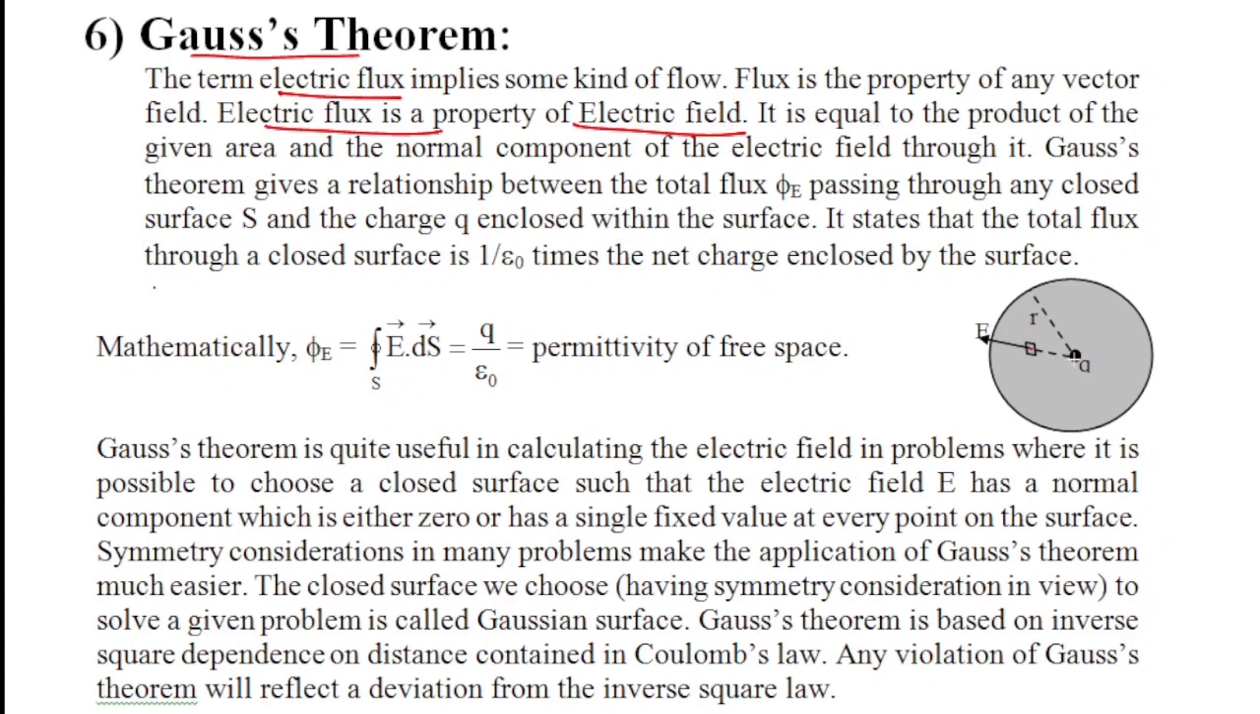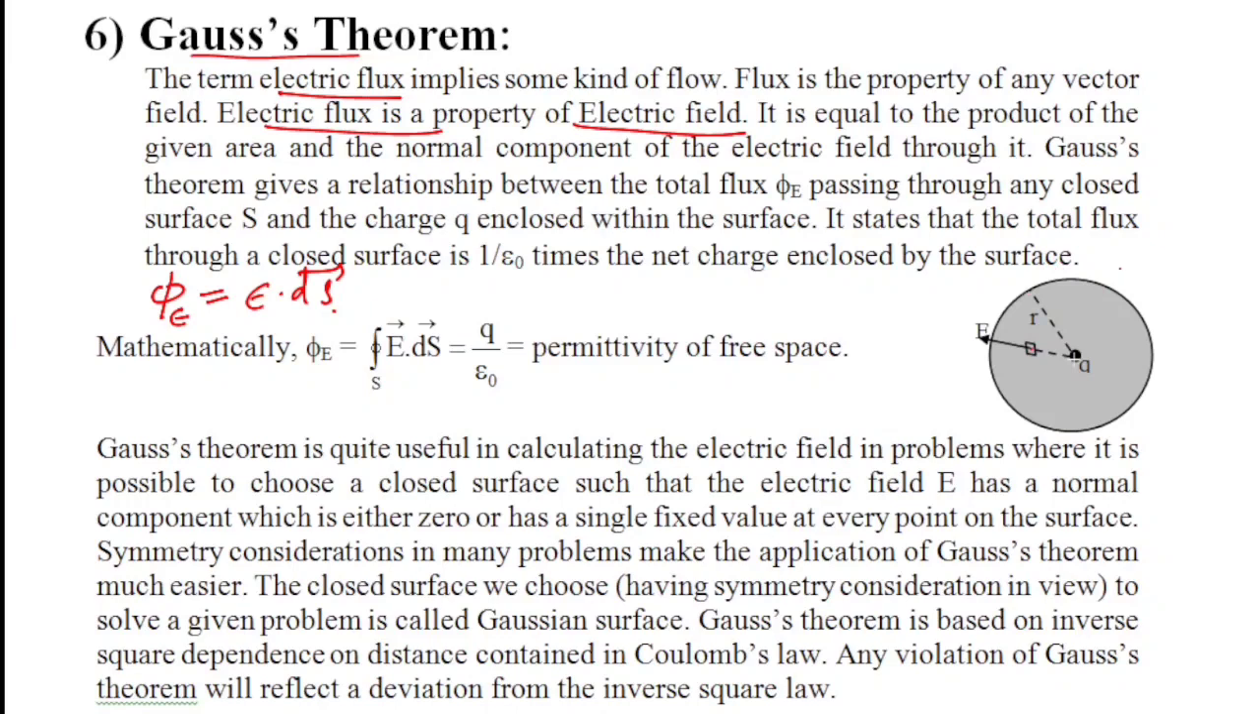Mathematically, it is denoted by phi, or you can write phi E, electric flux. It is equal to the product of given area and normal component of electric field. It means E dot ds, where ds is an area vector normal to the area. So it is equal to the product of the given area and the normal component of the electric field. Gauss theorem gives a relation for the total flux passing through any closed surface.